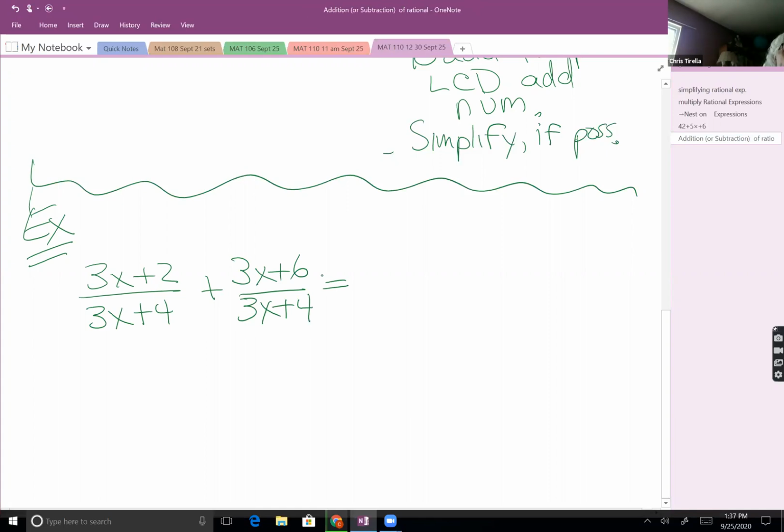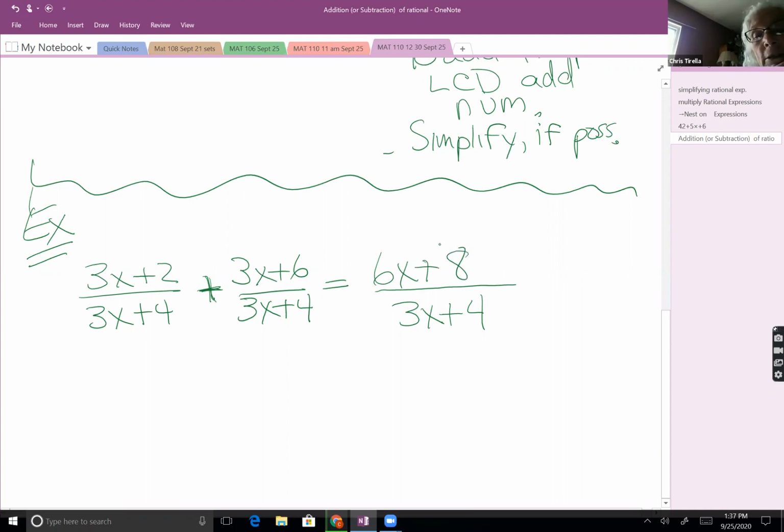And when I go to add these, I have the common denominator, so I'm going to keep it. And when I add the numerators, because it's addition, I can just add across. 3x plus 3x is 6x. 2 plus 6 is 8.